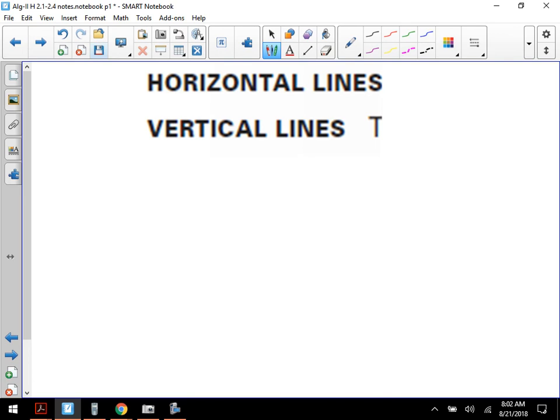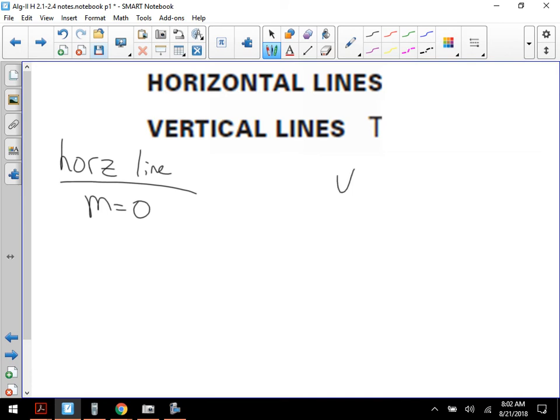What is the equation of every single horizontal line? All right, start over. What's the slope of every horizontal line? Slope of 0. So horizontal lines have a slope of 0 because there's an O in it.